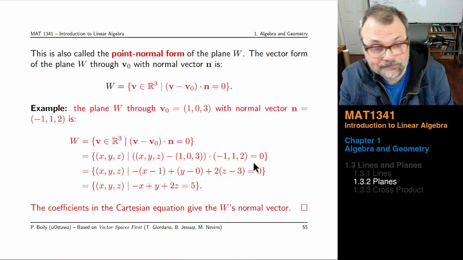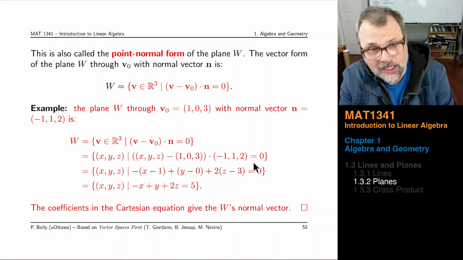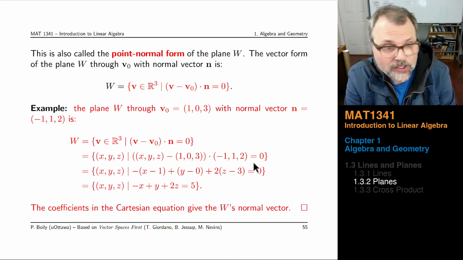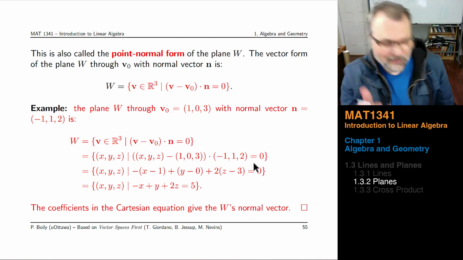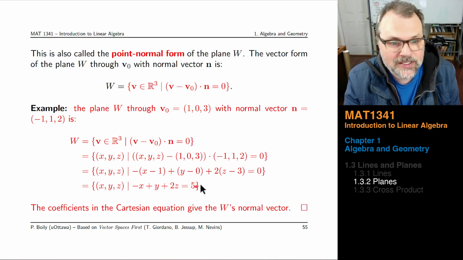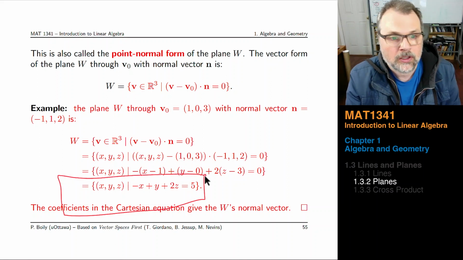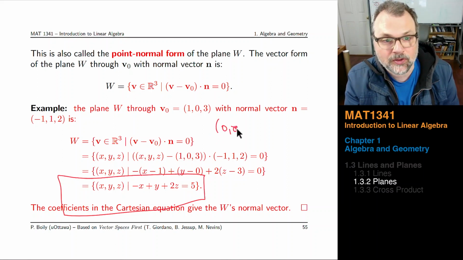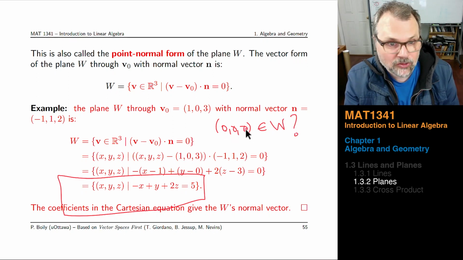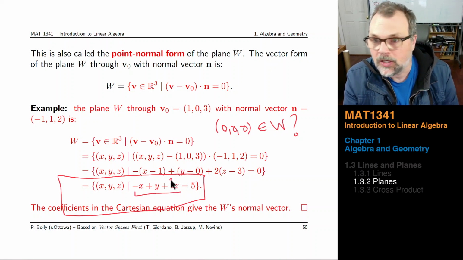I can just clean this up, leave all the x, y, z's on one side, everything else on the other side, and I get the Cartesian equation. The plane W is the set of all x, y, z's where minus x plus y plus 2z is equal to 5. In this form it is easy to tell when a point is on the plane. Let's say I want to know, is the point 0, 0, 0 on the plane? Let me replace x by 0, y by 0, and z by 0 in the Cartesian equation. I'll have minus 0 plus 0 plus twice 0. That's 0. 0 is not equal to 5. So 0, 0, 0 is not in W.